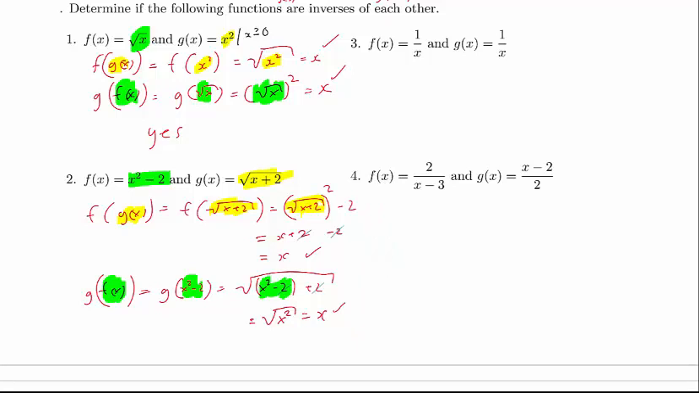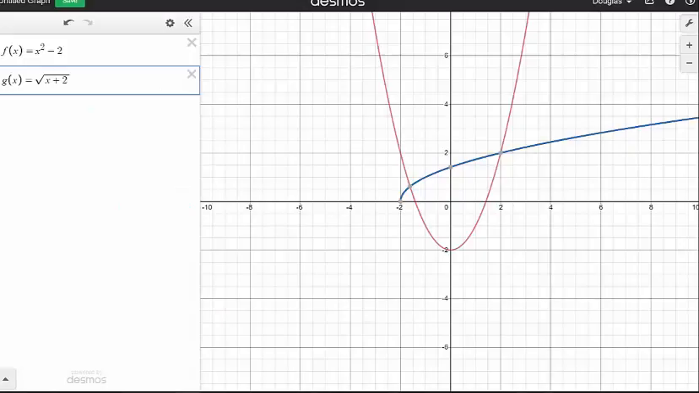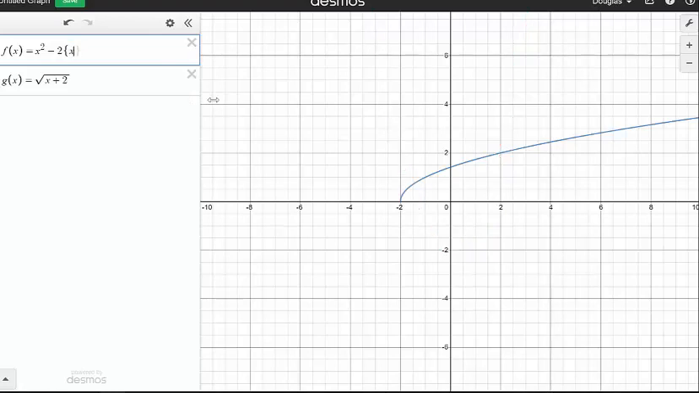Let's look at the graph of this. So I've got these functions. Once again, we have to make sure both functions are 1 to 1. We're going to put in that domain restriction, so let's go ahead and put that on right here. In order for this to be 1 to 1, you can clearly see that x must be equal to or greater than 0, like so.